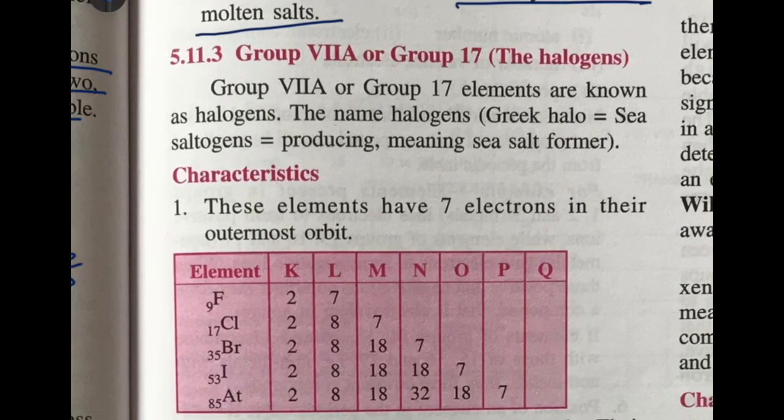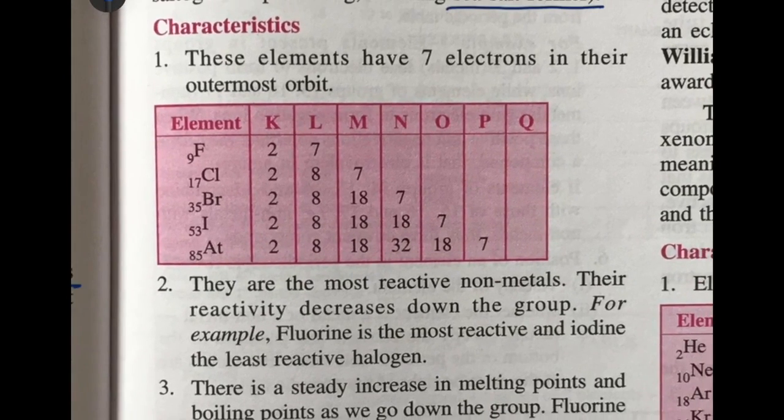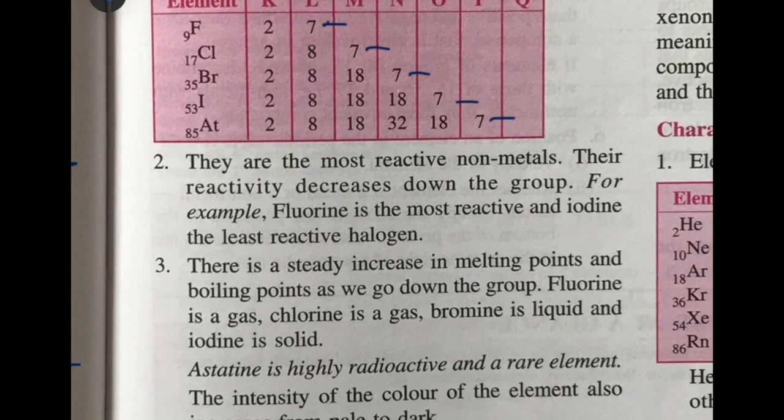Now the next are the halogens, or group 7A, or group 17 elements. The name halogens means sea salt formers. It comes from the Greek word halo, which means sea. Now the characteristics of the halogens are: they have 7 electrons in their outermost orbit, you can see 7 in all the halogens. They are the most reactive non-metals. For your one word answers, the most reactive non-metals, your answer will be halogens.